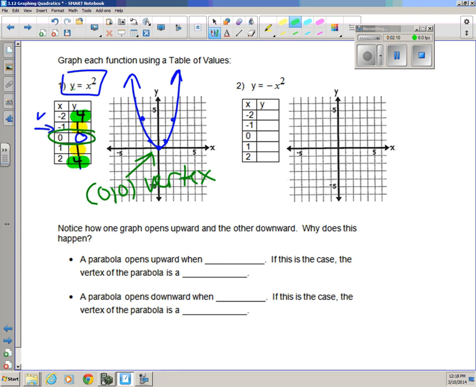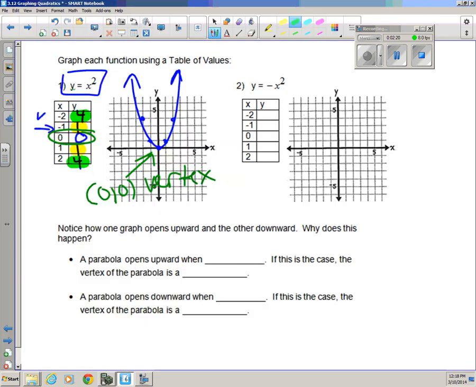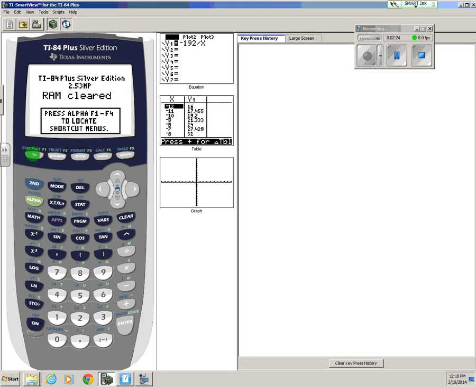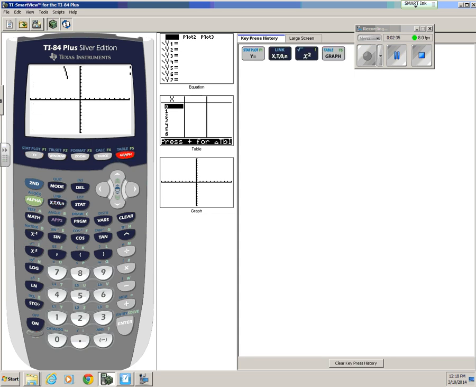If I wanted to do this on the graphing calculator, I'm just going to go into my y equals. Let's try that again. Okay, let me go back here. Let's see if this works. Okay, so if I go to y equals, perfect, and then I type in my x squared, and I graph it, there's that parabola, same exact U-shaped graph.